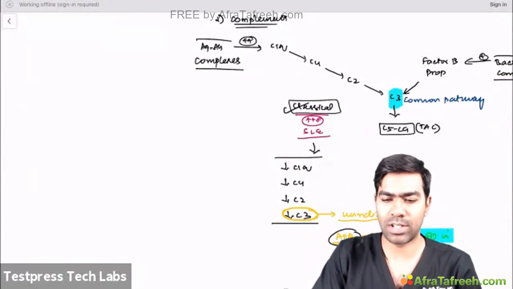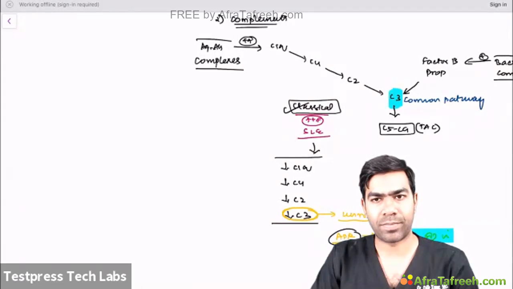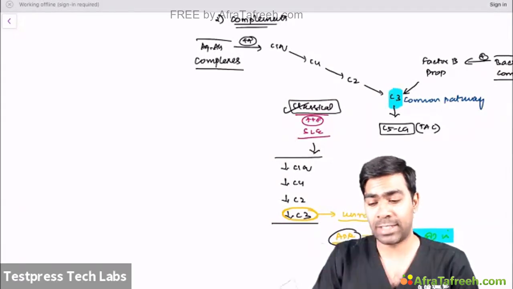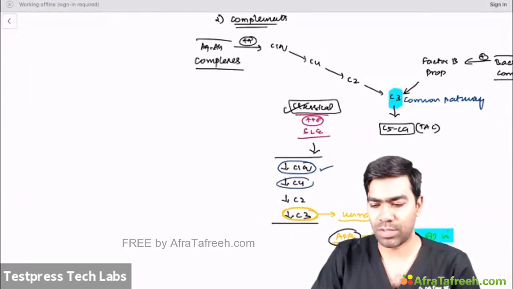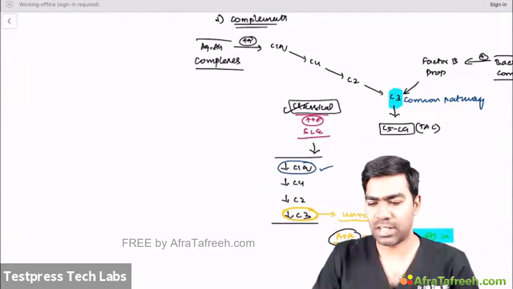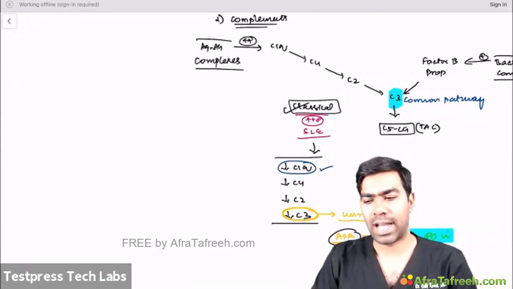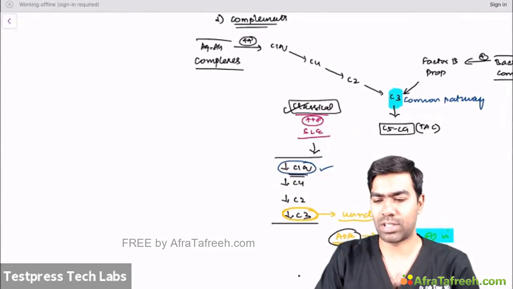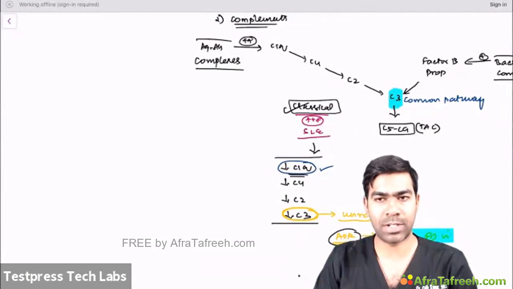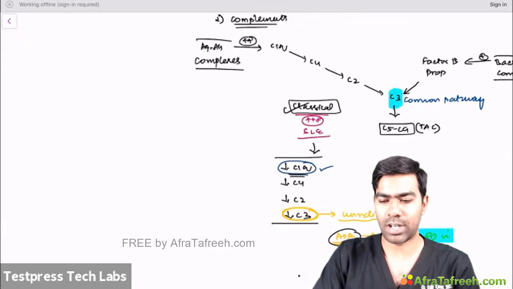Suppose they ask you what is the best thing to see in an active SLE, that is C1q. C1q is basically the best, or you can use C4 also, not a problem. But C3 is not a very reliable indicator of active SLE or of monitoring disease activity. So it's always C1q, which is very important, or you can use other complements like C4. But C3 is not very reliable.